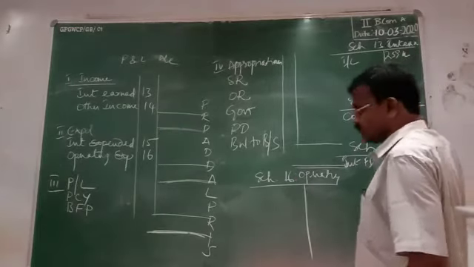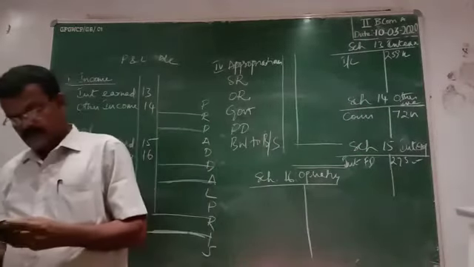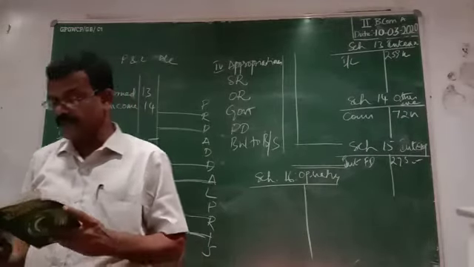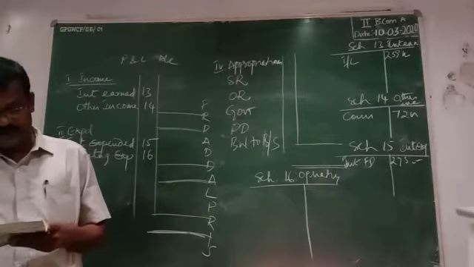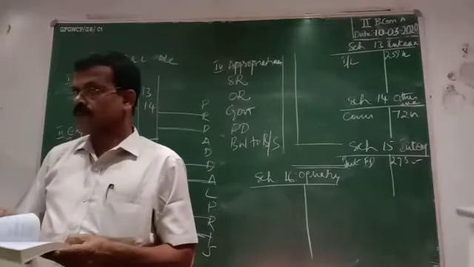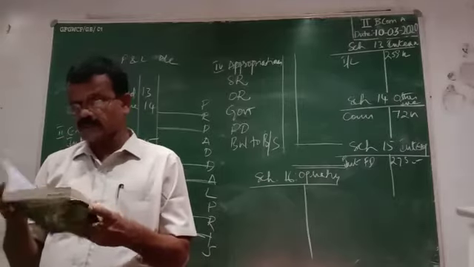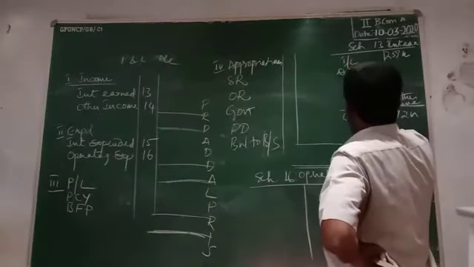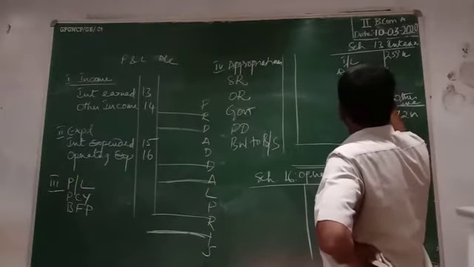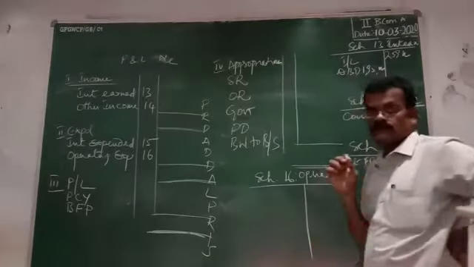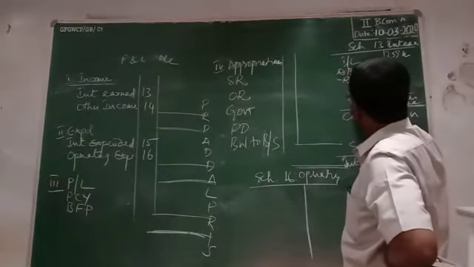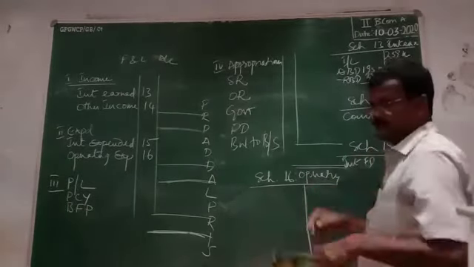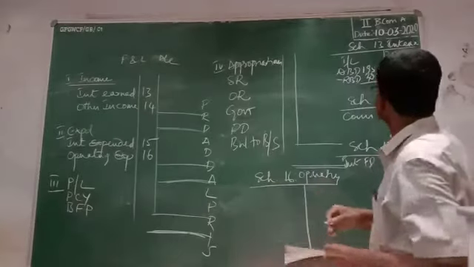Next item, rebate on bills discounted required. Another item is there: discount on bills discounted, gross, is given as rupees 1,95,000. Discount on bills discounted 1,95,000 less rebate on bills discounted required. Rebate on bills discounted, how much? Rupees 49,000. So 1,95,000 minus 49,000.